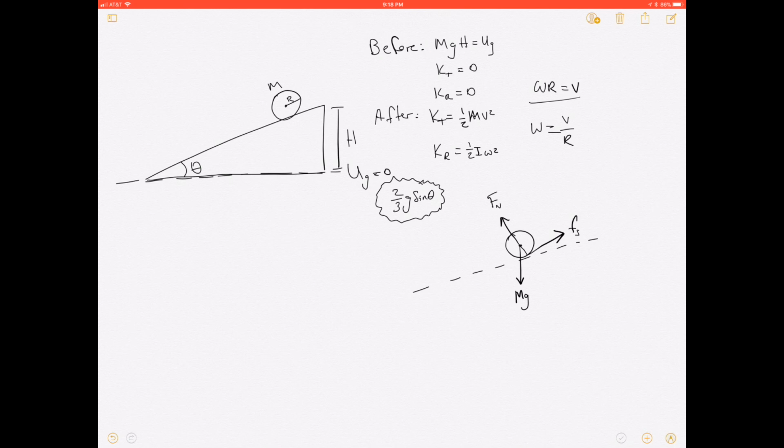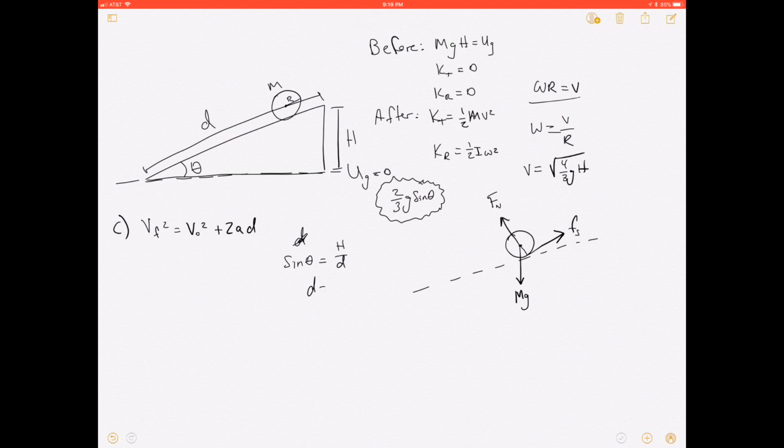Let's just write down that v is equal to the square root of 4/3 gh. Okay, so for part C, we're going to want to use the equation vf squared is equal to v naught squared plus 2ad. And d, in this case, we're going to label as this. So first we'll find d. So sine theta is going to be equal to h over d. So d is equal to h over sine theta.